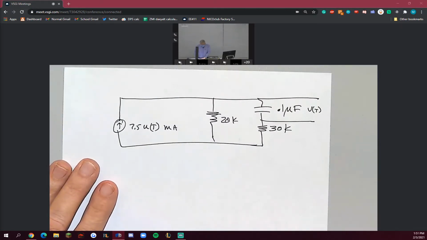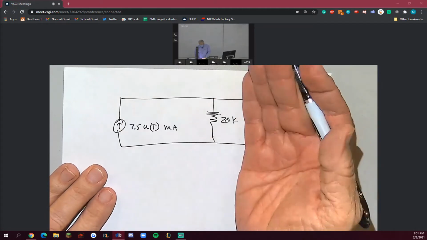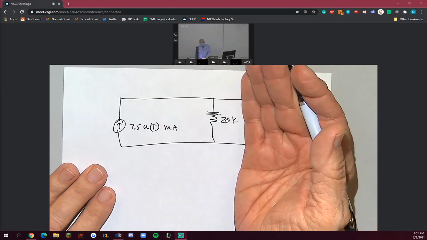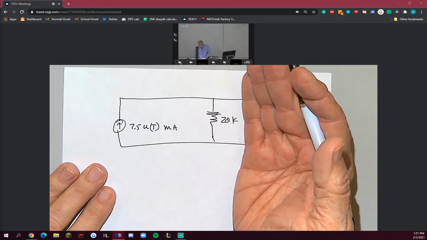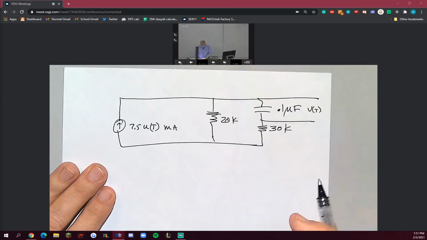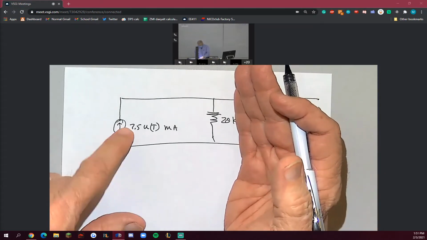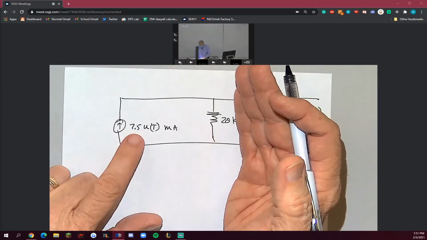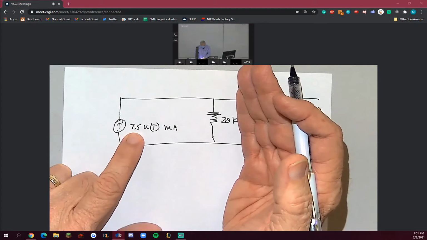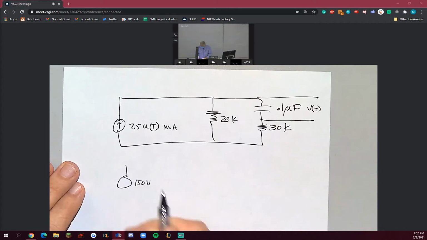basically, I think the easy way to deal with this is to convert the current source and this parallel resistor into a Thevenin equivalent voltage source and series resistor. So when we do that, what do we get? Well, the voltage is going to be the current times this resistance. So that's 7.5 milliamps times 20K. So that's 150 volts. I should say 150 u of t volts.